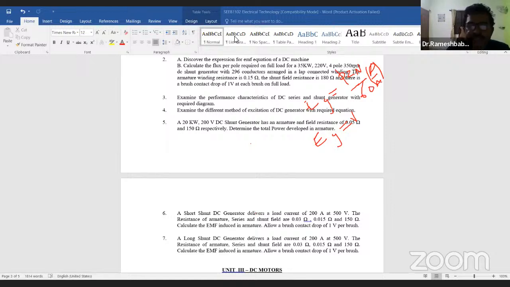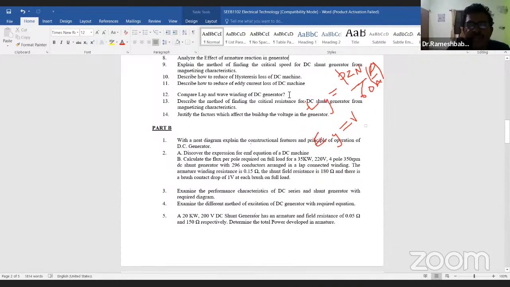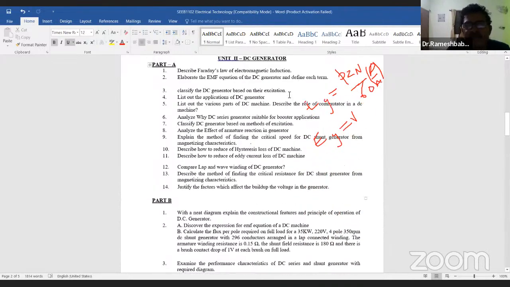Unit 2, you want to discuss. Okay, it's given, but anyway, you would already have studied these questions in the CA exam, where you were sent the question. The same questions: Faraday's law; elaborate the EMF equation of DC generator, define each term, E = PφZN/60A; classify the DC generator on excitation: self, separately, shunt, series, compound; list applications of the DC generator; list various parts: yoke, pole core, pole shoe, field winding, armature winding, commutator; describe the role of the commutator.